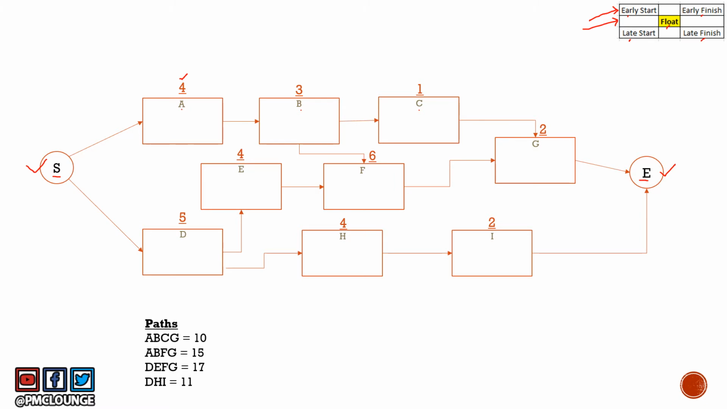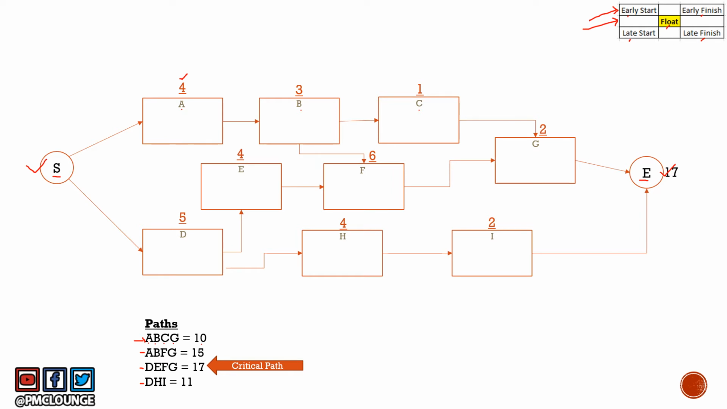So these are the 4 paths that we have in this network diagram: A, B, C, G; A, B, F, G; D, E, F, G; and D, H, I. So these are the 4 paths. Once you add the duration values of all the activities, like A, B, C, G, which means 4, 3, 1, and 2, you get the sum as 10. So similarly, when you get the sum for all 4 paths, you find out that DEFG is the critical path because that has the highest value.